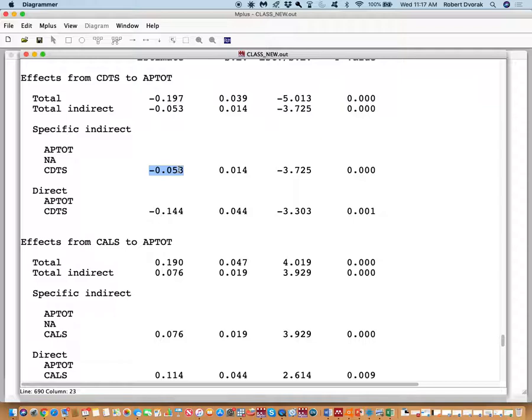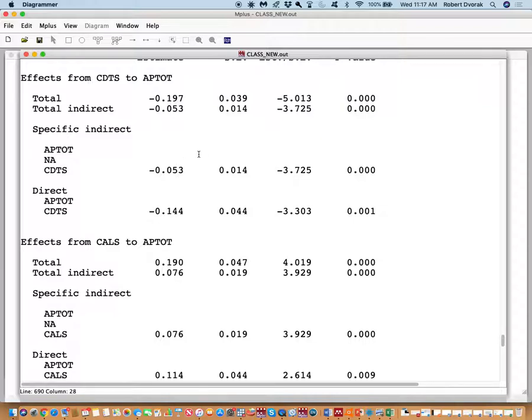Now, right now we only have one, right? We just have DTS to NA to AP tote. But if we had a second mediator, we would have DTS to NA to AP tote and DTS to mediator 2 to AP tote, right? And then we would have the sum of those two as our total indirect. So we're going to have some specific indirects, and you can have a number of specific indirects, right?